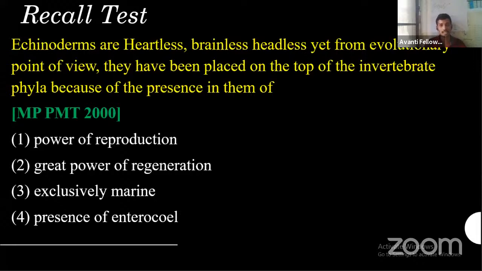I'm reading it once again. Echinoderms are heartless, brainless, headless. Yet, from evolutionary point of view, they have been placed on the top of the invertebrate phyla because of the presence of A, power of reproduction, B, great power of regeneration, C, exclusively marine, D, presence of enterocoel. Okay, four options are there. Yes, correct. I'm ending the poll now.